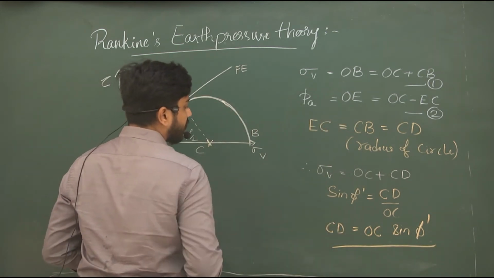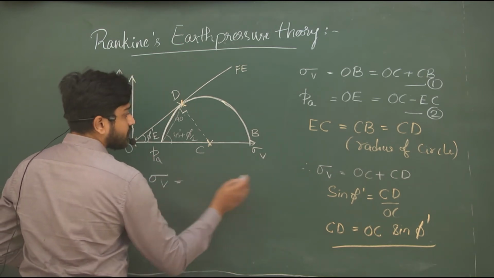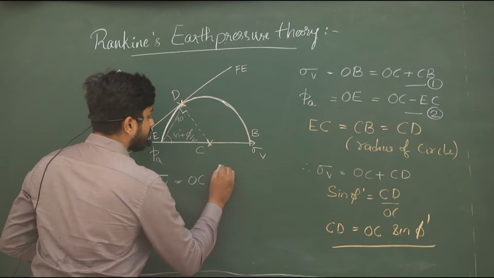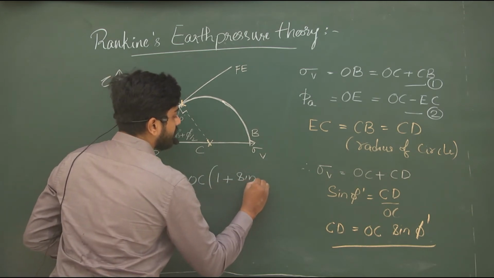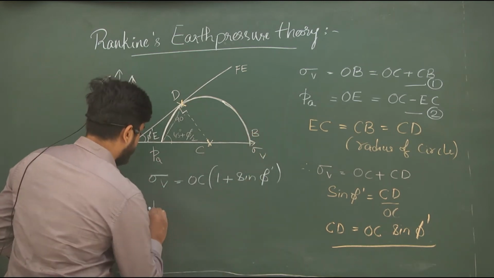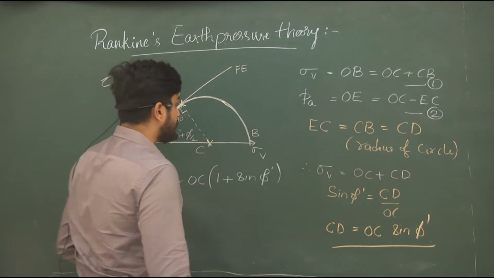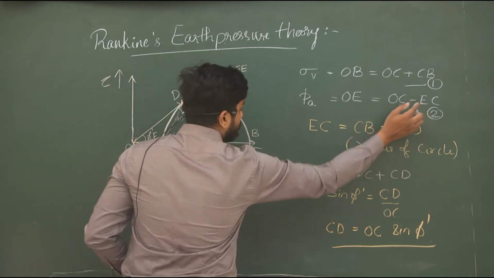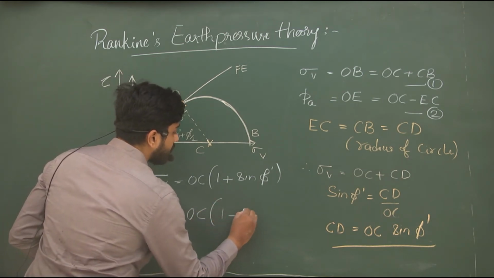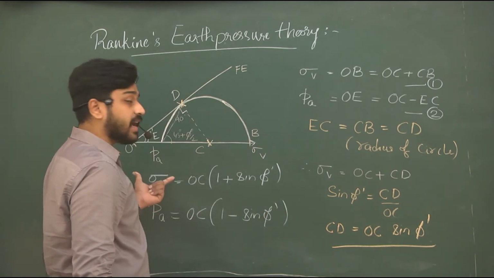So using this I can find out my sigma v. Let us say sigma v is equal to OC plus CD, substituting CD as OC into sin phi dash. So this will be OC into 1 plus sin phi dash. Similarly, if you look at PA, what is PA now? It is OC minus EC. Simply EC is CD, so substituting here it is OC minus CD. So I can simply write down this as OC into 1 minus sin phi dash. Okay, so I have got now PA as well as sigma v.